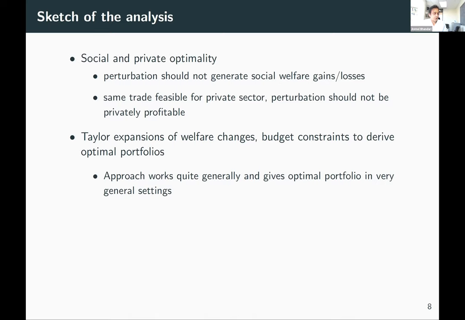Moreover, since the set of securities traded by the government is smaller than the set of securities traded by the private sector, this perturbation should also be privately feasible, and hence it should not be profitable. So these two first order optimality restrictions impose conditions on the welfare effects of this perturbation. And we take Taylor expansions of this to derive the optimal portfolio. The advantage of doing it this way is that this approach works quite generally and it gives optimal portfolios in a pretty clean way.